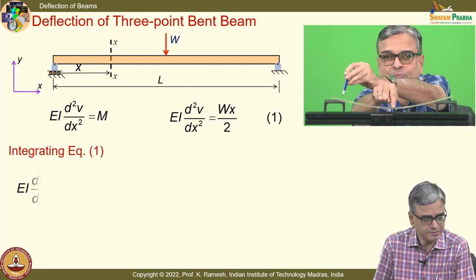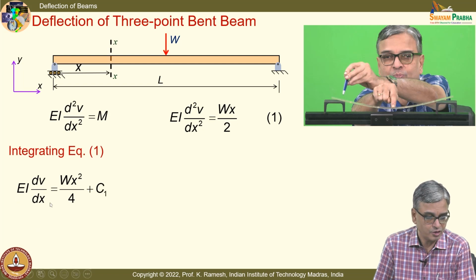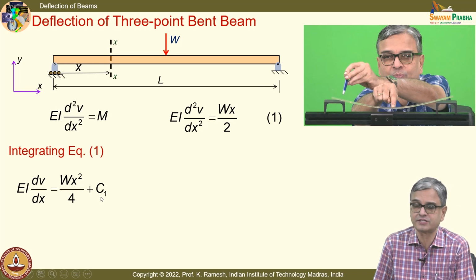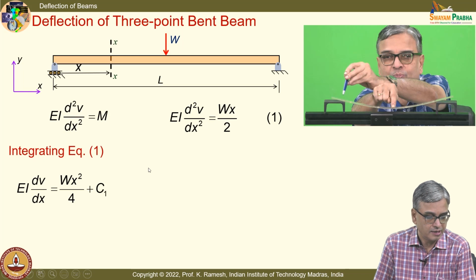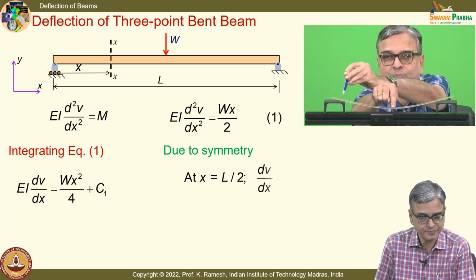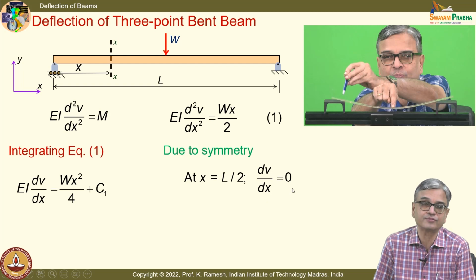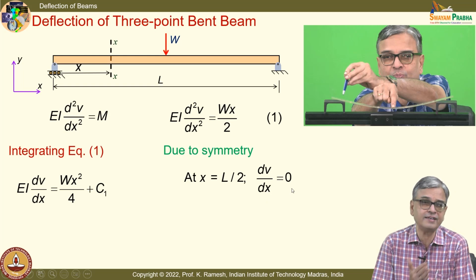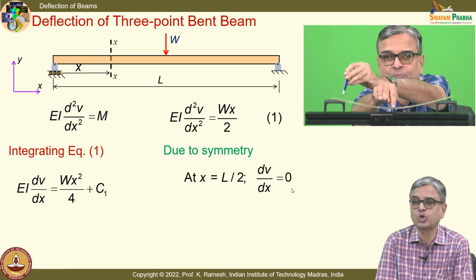Integrating equation 1, I get EI dv by dx equal to Wx squared by 4 plus C1 as an integration constant. And what is the boundary condition you can write? Due to symmetry, at x equal to L by 2, we have already seen here dv by dx equal to 0. So, you should know how to translate your appreciation of slope as 0 mathematically.